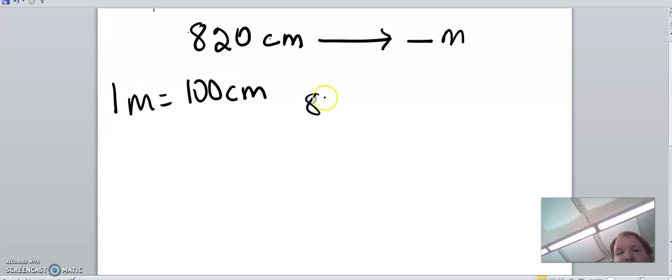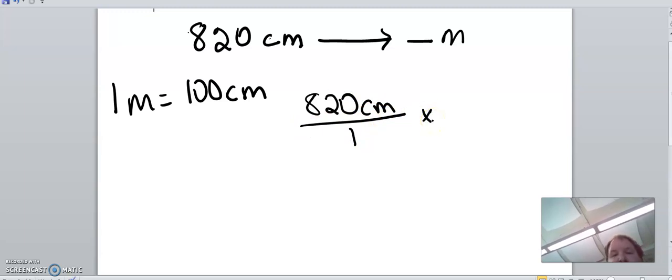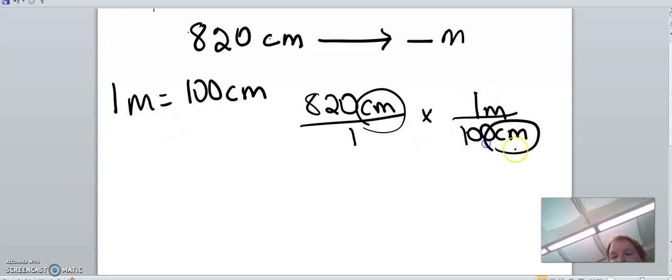Okay, so then we're going to just do a math problem. It's always important to rewrite what you already know. You know that 820 centimeters goes here. We are solving for meters. We want to find out how many meters. Because we have centimeters up here, we need to have centimeters down here. So in our conversion factor, we would put our centimeters down here. That means our meter goes up here. We have centimeter, centimeter. That means that this will cancel out. And now this is going to be the unit we're working with.